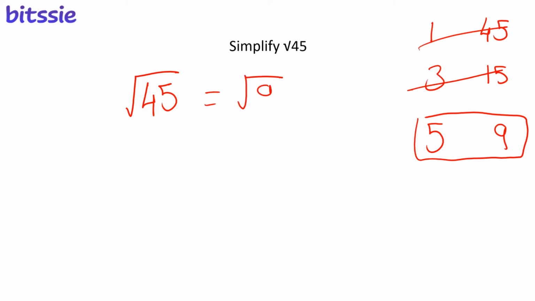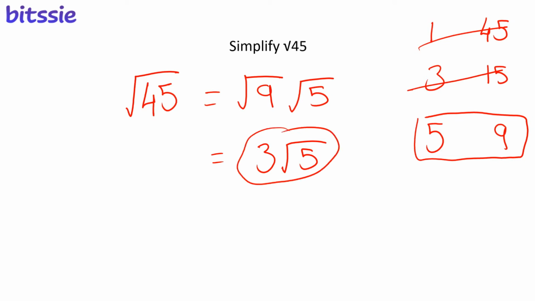So let's write this out with the square number first, as it helps when we simplify. Then the 5, the other number, the root 5. And as we just said, root 9 simplifies down to 3, and then we keep the root 5. So there's our simplification of root 45.